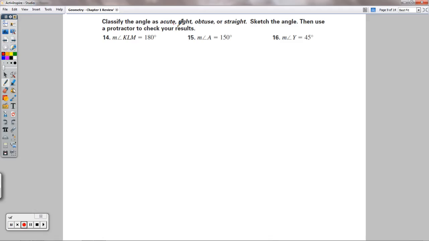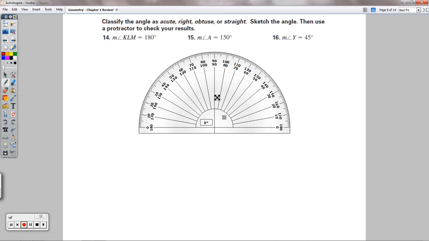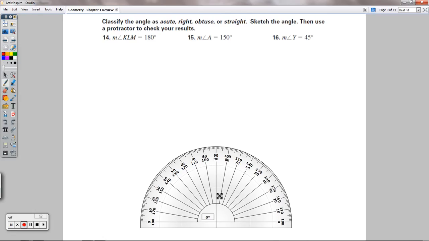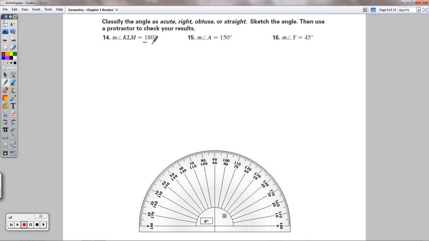So classify the angle as acute, right, obtuse, or straight. Or at least some quicker ones, not easier necessarily, but at least quicker. Sketch the angle, then use a protractor to check your results. I have, in fact, on here a protractor, so I'm excited to use that. There it is. I'll move that down here, so you should get a protractor to check your results as well.